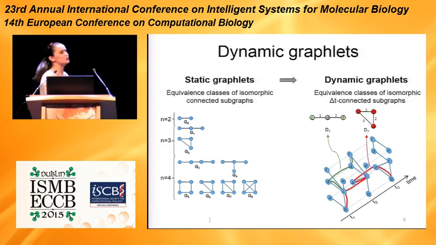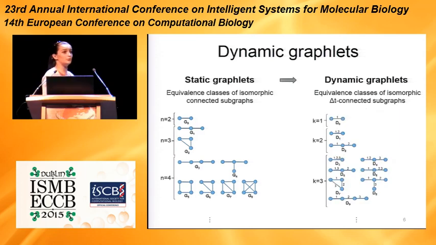But let me illustrate the example of a triangle, where the first edge of the triangle between B and C appears in T1, the second one between C and A in snapshot 2, and the third one between B and A in the third snapshot.